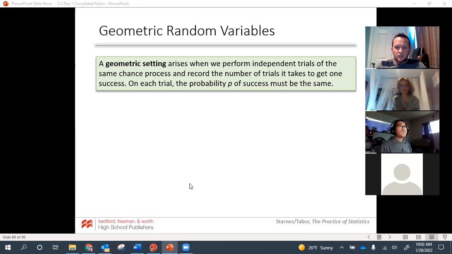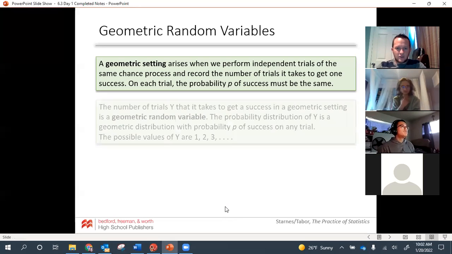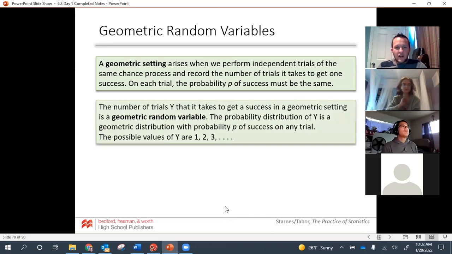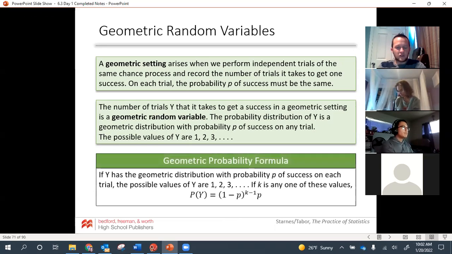Okay, so that's geometric. The number of trials y it takes to get a success in a geometric setting is a geometric random variable. The probability distribution of y is a geometric distribution. Possible values are 1, 2, 3, so that we're working with discrete. Now, here is your formula here.